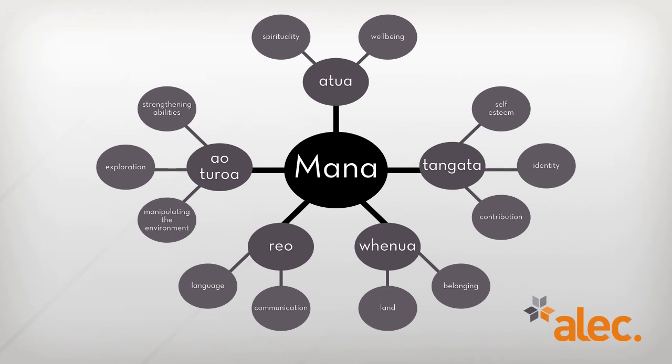Here's another visual representation, and just to highlight the English words that we tend to use in education that relate to these concepts. Starting at the top, well-being, or sometimes spirituality, moving around, self-esteem, identity, contribution, belonging, communication, exploration. Those are the words that tend to come through on the English translation here when we're talking about these concepts.